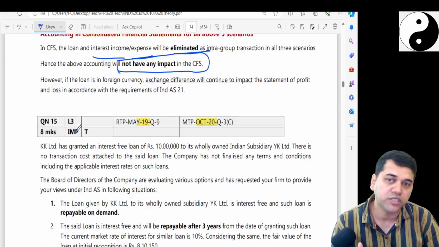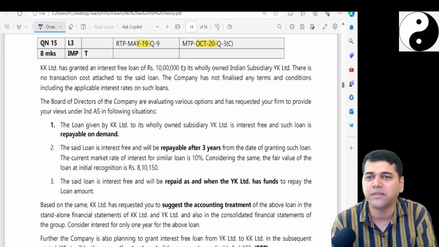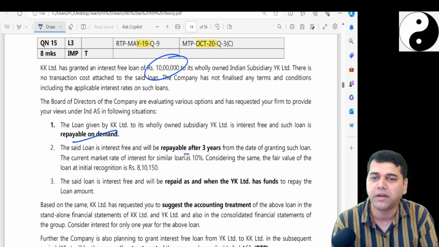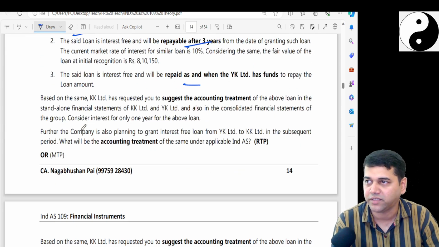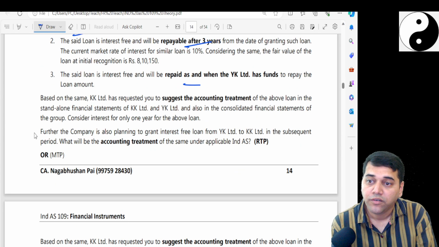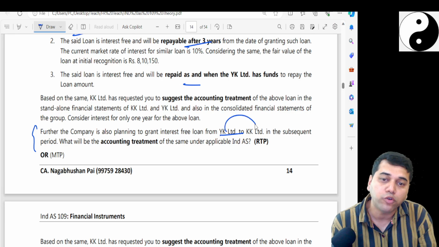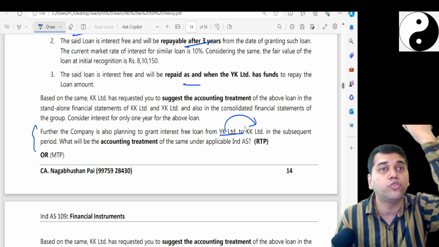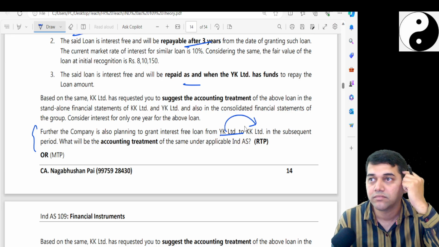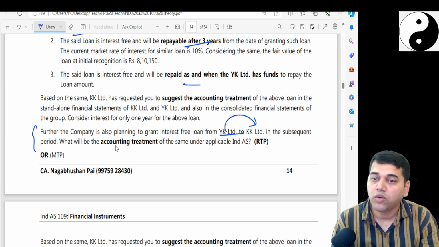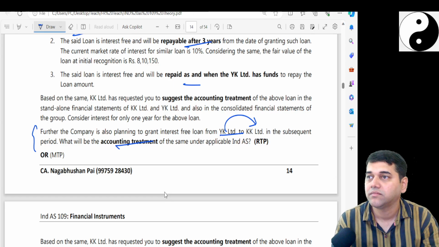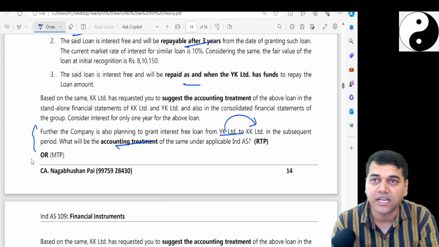Now this question they gave in RTP, everything same story, 10 lakh, loan on demand, repayable, everything same, except one extra addition happened. Further, the company is also planning to grant an interest-free loan from YK to KK. What if the subsidiary gives a loan to the parent? What will be the accounting treatment? This is one extra in the RTP.